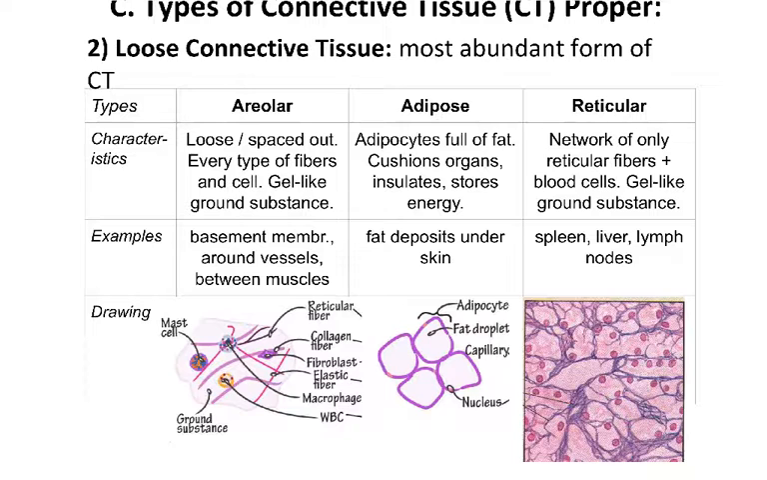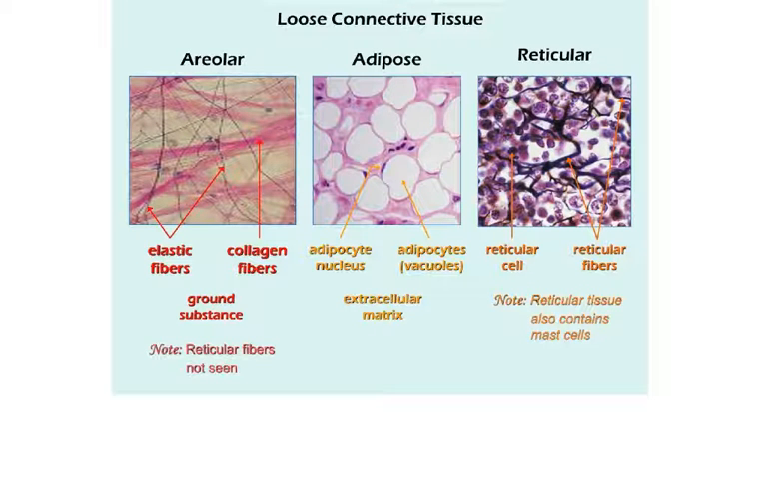Here are some cartoony drawings of these different tissue types, but I think they're more accurately seen in the histological pictures of them. And these are the classic histology pictures of areolar, where you can see the collagen and elastic fibers, the adipose tissue, where you can see the lakes of fat, and the reticular, where you can see the cracked glass appearance of reticular fibers, and all the cells that are kind of held between all those cracked glass pieces.